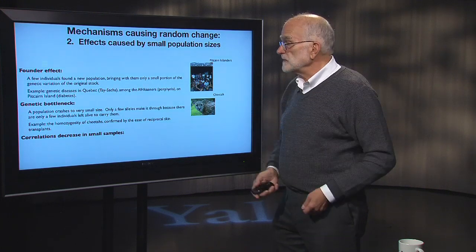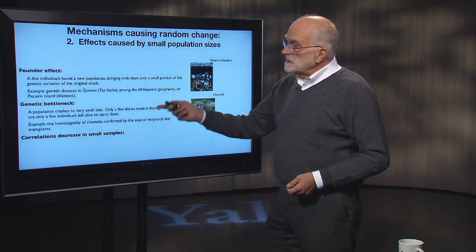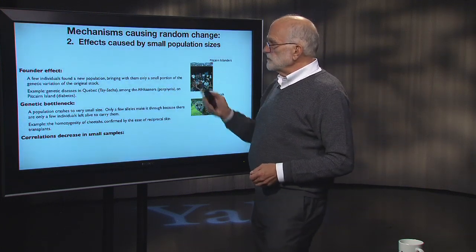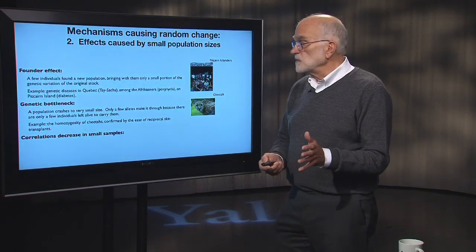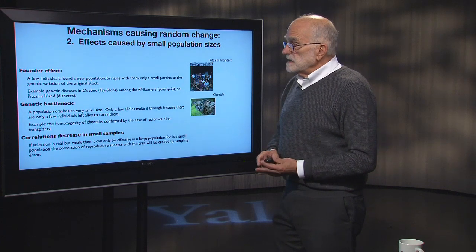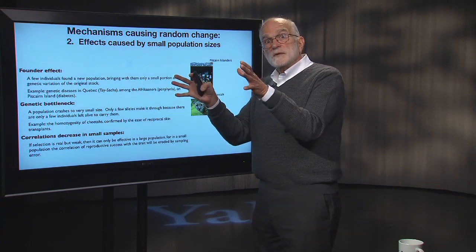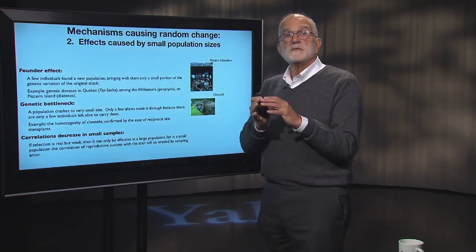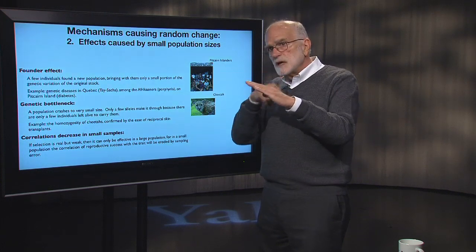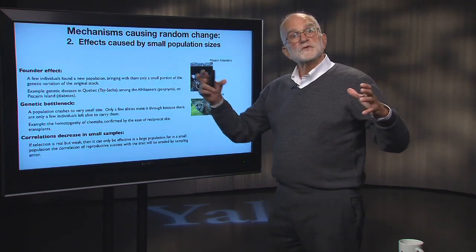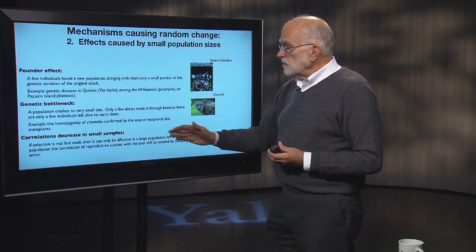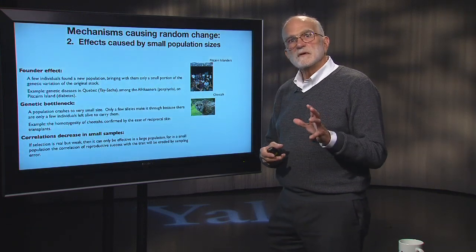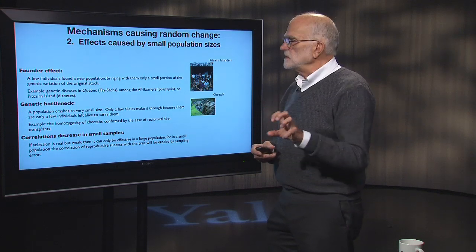And then the final effect caused by small population size is that correlations decrease. Things get noisier. And if selection in the large population is real but weak, that means there is a correlation, but it's kind of noisy. And then you shrink the population down, what will happen is that the correlation will effectively disappear. And it's, again, a sampling issue.